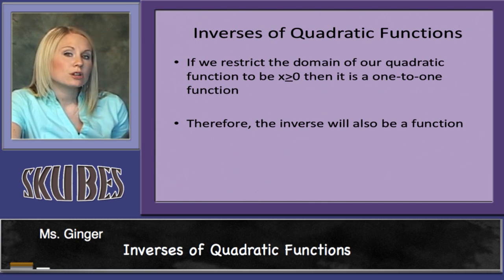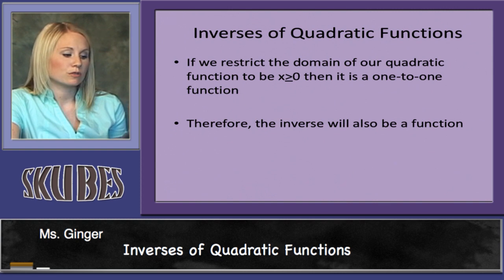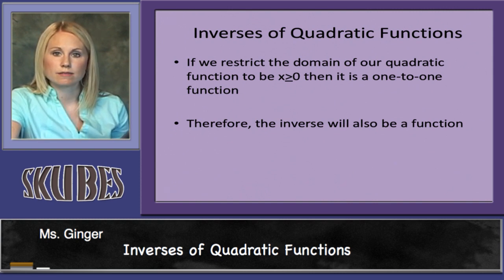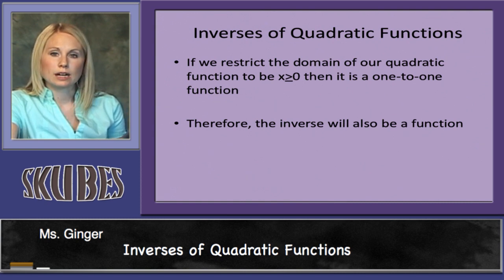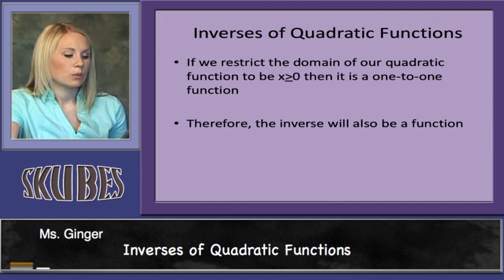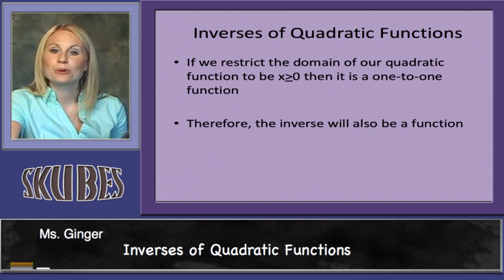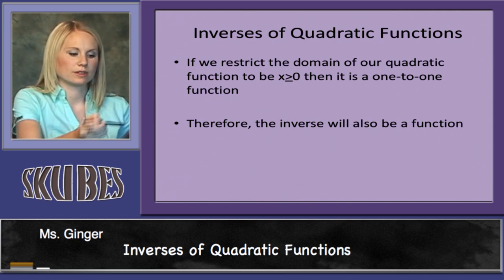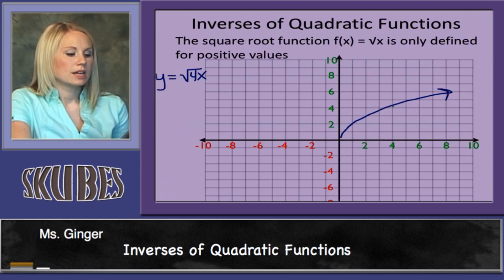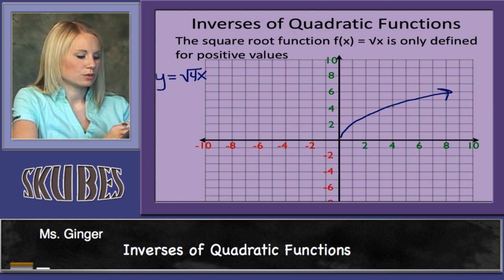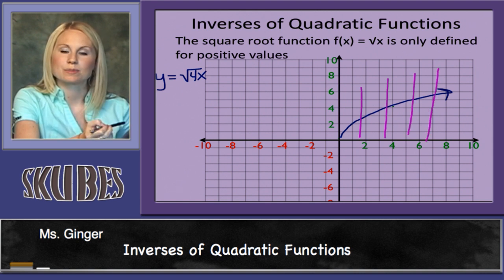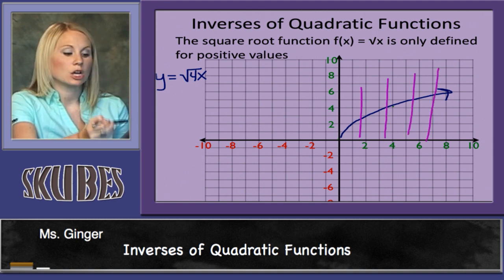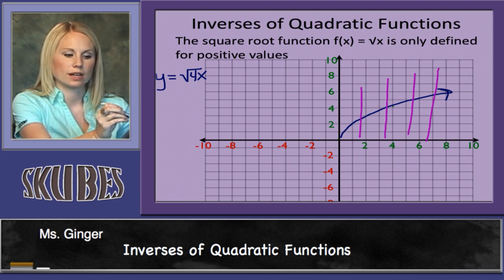But if we restrict our domain in the original function to only positive values, all x values bigger than 0, then it does become a one-to-one function, which means the inverse will be a function, as you saw on the previous slide. So we could use the vertical line test on this here, and you can see that it now passes that test because it's only crossing the function one time for each of these vertical lines.